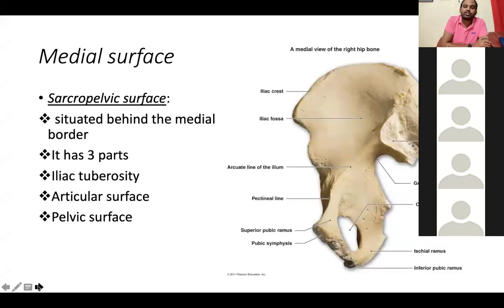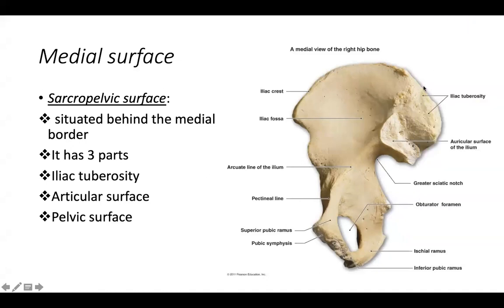Next, the sacropelvic surface. This is the medial border. This is the iliac fossa. This is the sacropelvic surface, this entire thing. Is this sacropelvic surface in front of the medial border or behind the medial border? Behind the medial border.